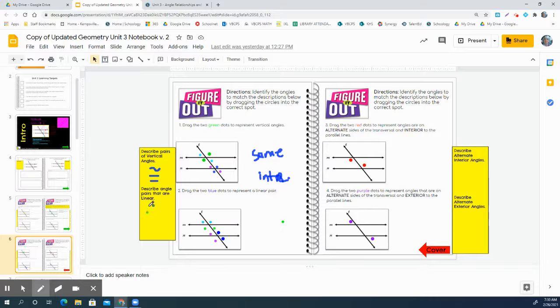They're not going to be congruent. They're going to be supplementary. They're going to add to 180. My bad. Change that. Okay. Vertical angles are congruent. Linear pairs equal 180.